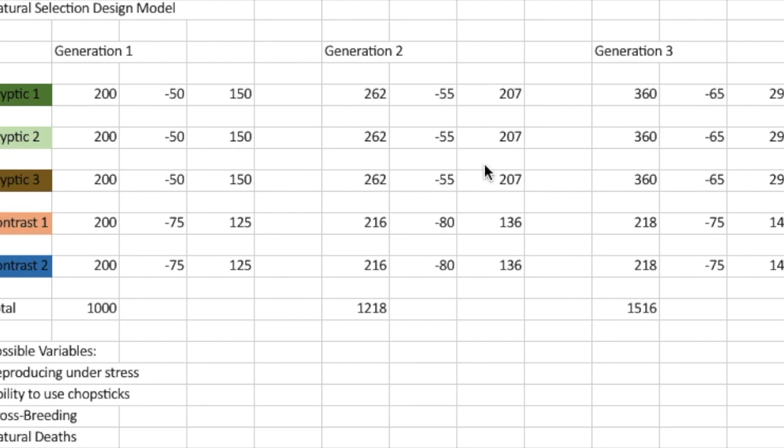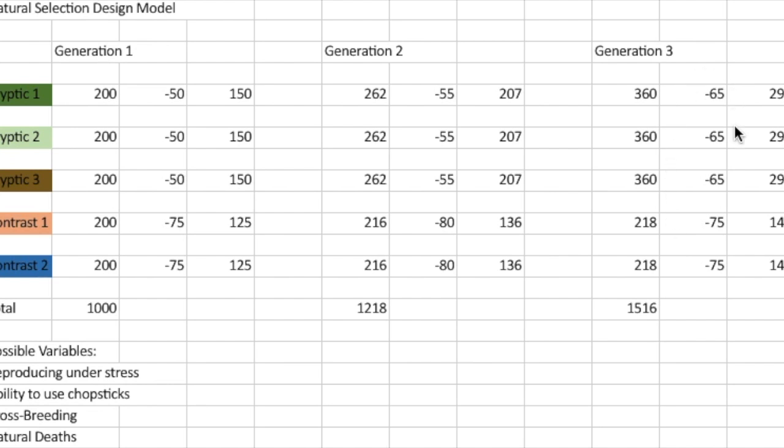Now, with our predation, our predation rate did go up a little bit just because of the increase in population, even though the predators were still the same amount. But we decided that with an increase in population, the predation rate should go up a little, leaving 207 and 136. Now, when you went on to generation 3, we kept the same principles with our 0.95 natural death advancement and reproducing under stress for each type of worm, giving us 360 cryptic and 218 contrast.